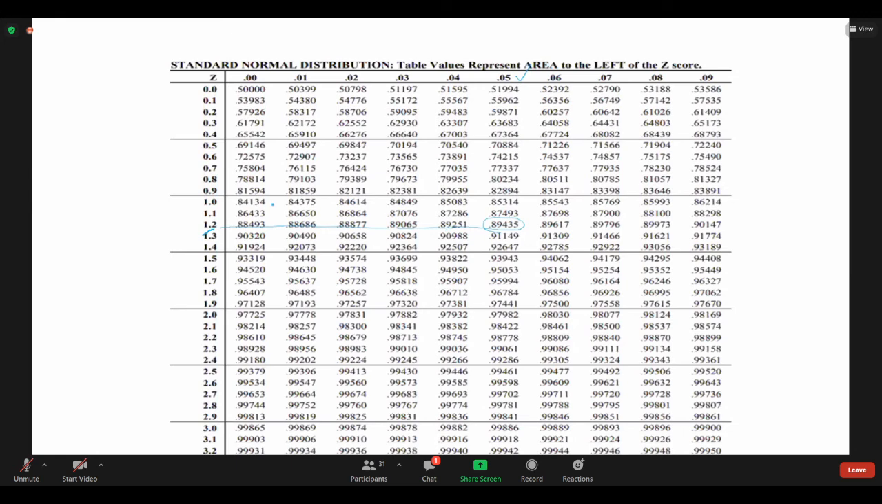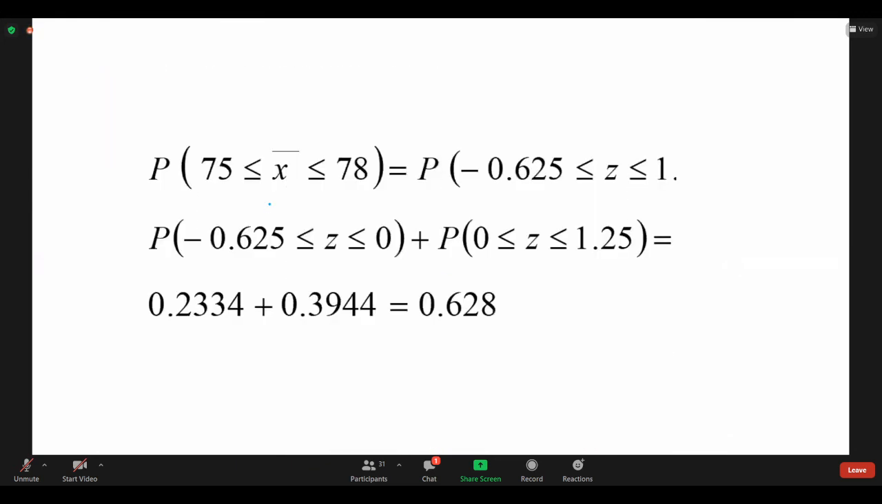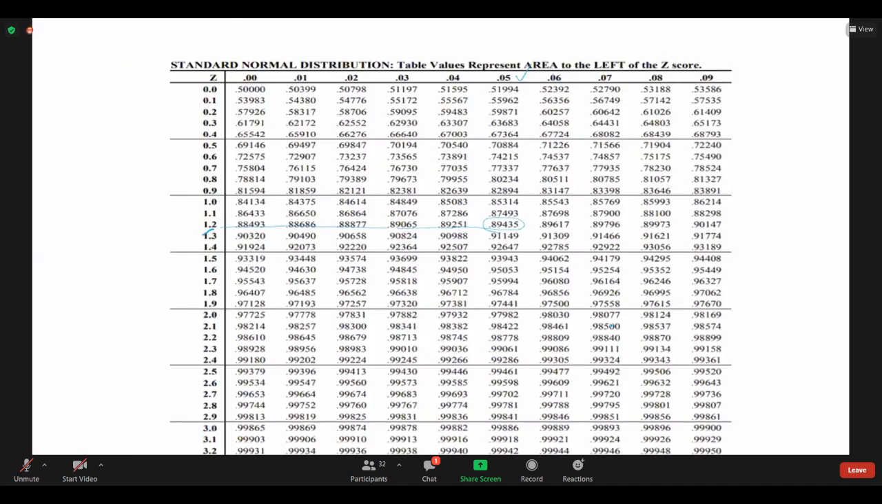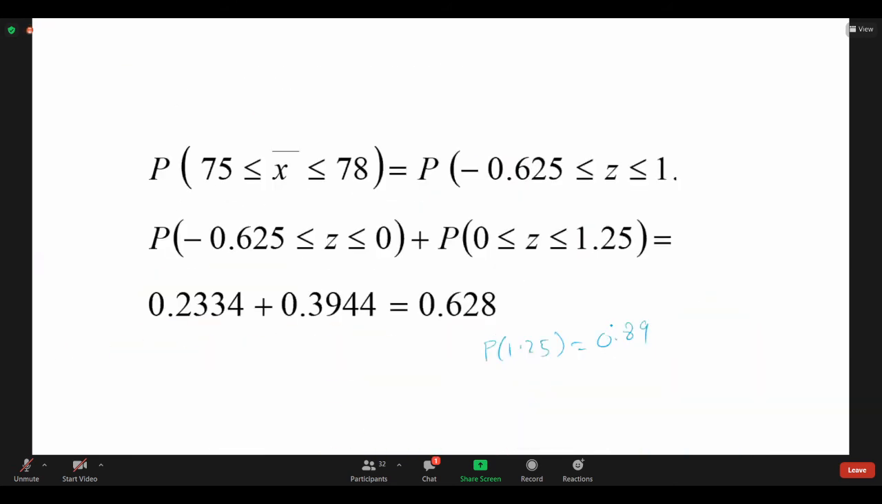All of you have done it. P of 1.25 is 0.89435.